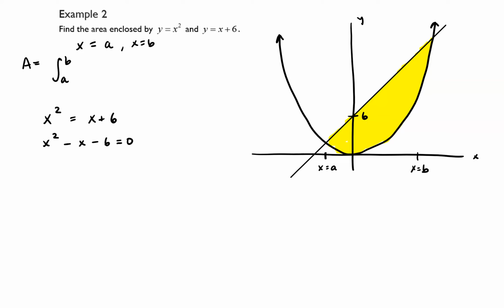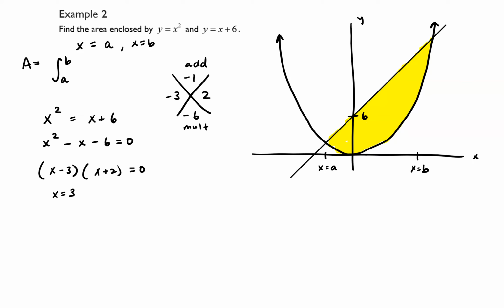Now, you can use the quadratic formula, but I'm going to go ahead and factor this. So I want to find two numbers that add to -1 and multiply to -6, and those numbers are -3 and +2. So this factors into (x - 3)(x + 2), and if you solve that equation, you end up getting that x equals 3 and x equals -2. So this is -2 here, and that's +3.